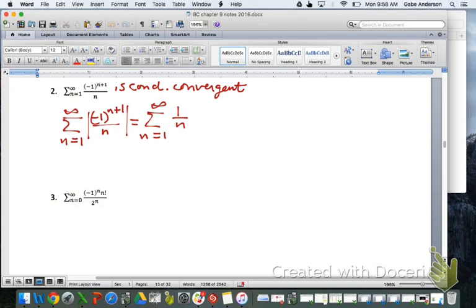Any thoughts on this one? Divergent. It diverges, doesn't it? It's none of the above. It's divergent. Good. Nice job. We'll talk about why. Go ahead.